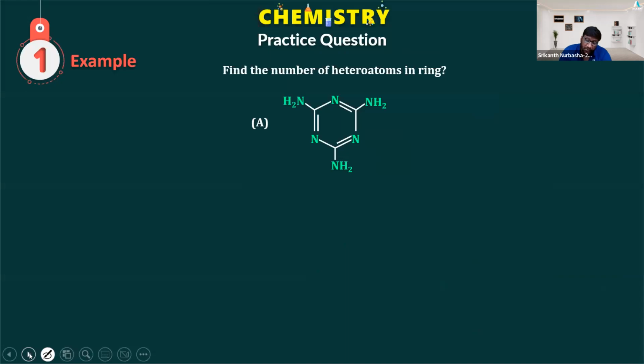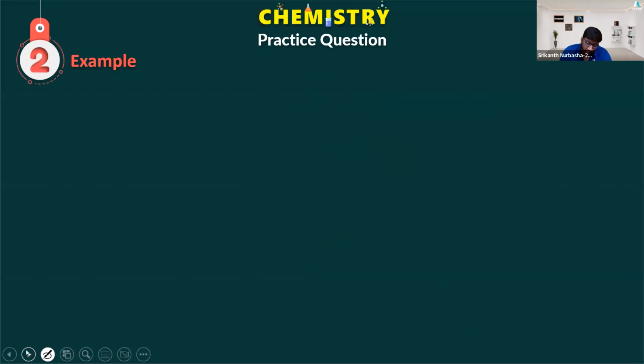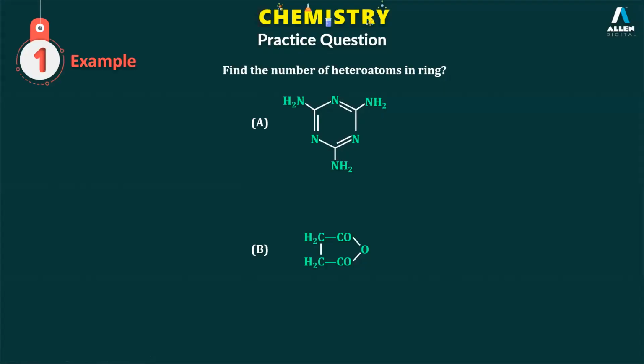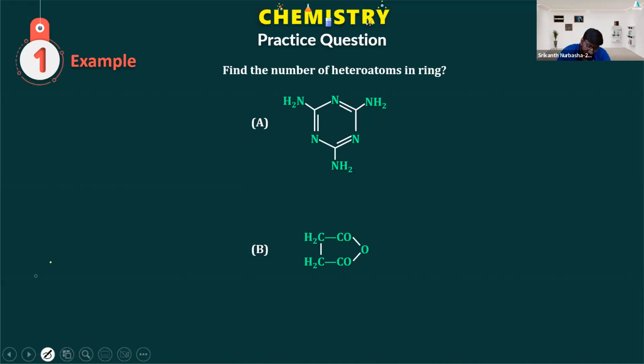Find the number of heteroatoms in the ring. How many heteroatoms are there in the ring? 3. If you look at the heteroatoms, like 1, 2, 3, 3 nitrogens are there. In the ring, we have 3 nitrogen atoms. So ring is formed by 3 nitrogens and 3 other carbons. So total number of heteroatoms is only 3.